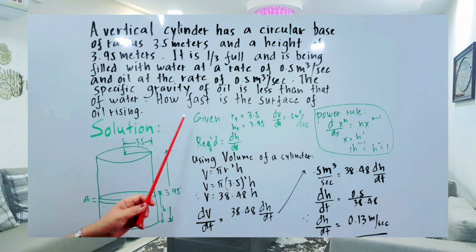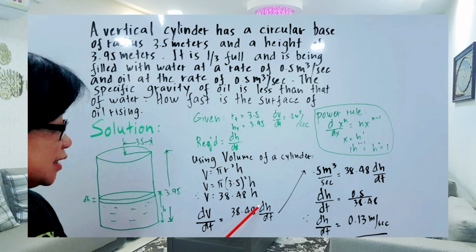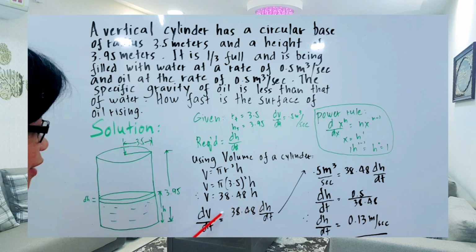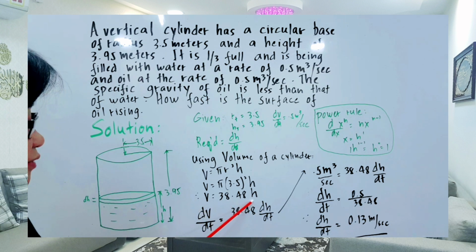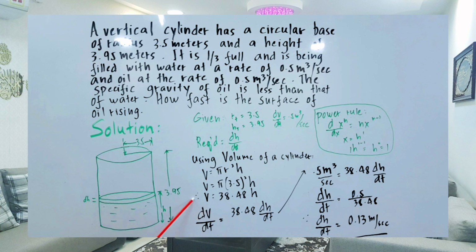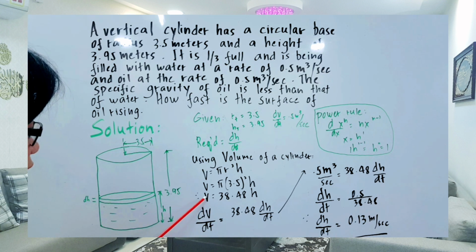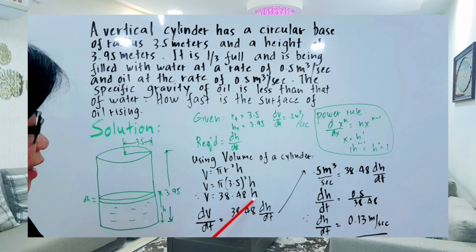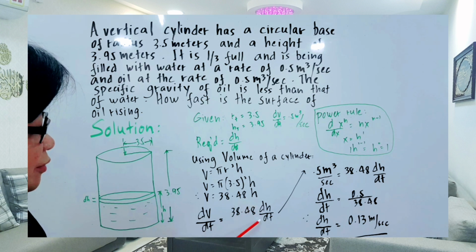Now, how fast is the surface rising? So, of course, we have to find the derivative of this one to solve the rate of change of the height with respect to time. So, using the derivative, dV over dt, therefore, is equal to 38.48. The derivative of this one is equal to 1 dh over dt.